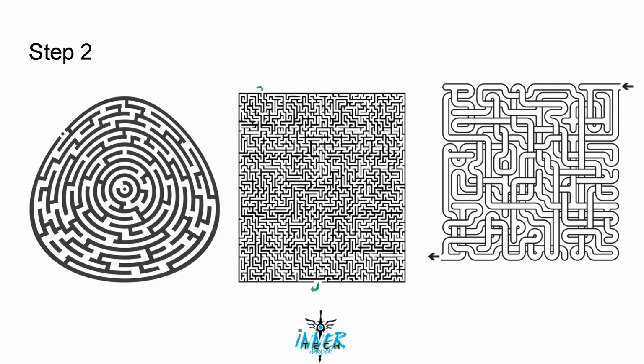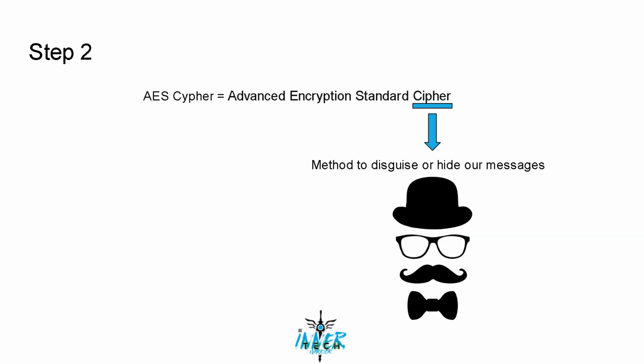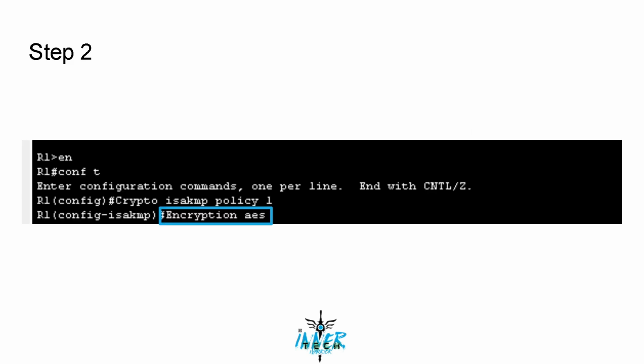Step 2 is setting the encryption algorithm. We have to decide what kind of code we want to use to keep our messages secret. We need to decide how we're going to encrypt it. Management has told us to choose the AES cipher. Cipher simply meaning a method to disguise or hide our messages. So our next command is encryption aes.